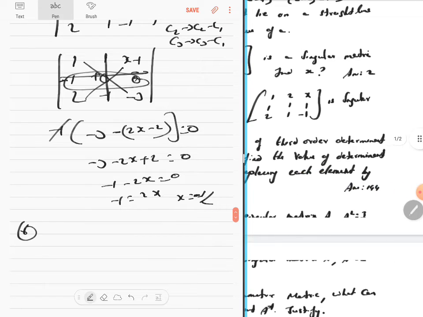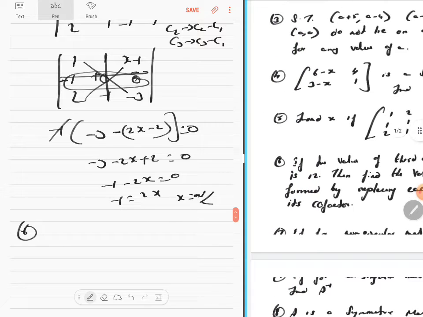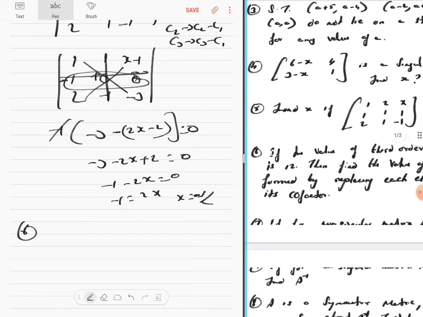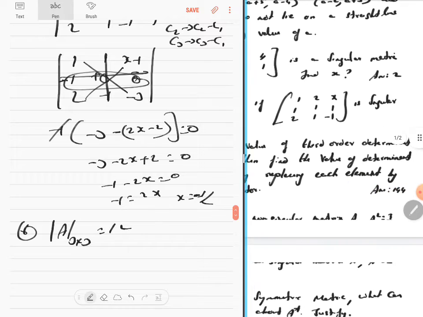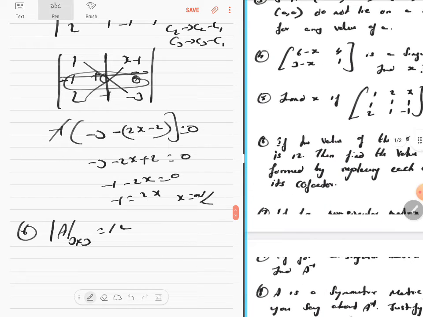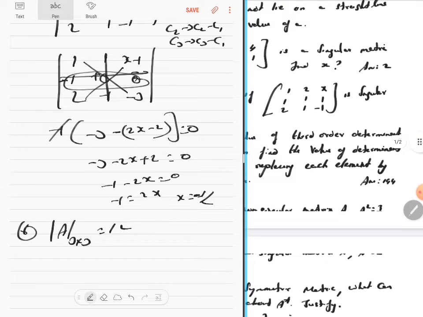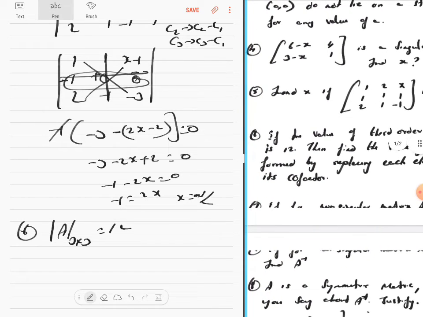If the value of the third order determinant is 12, so determinant of 3 by 3 matrices is 12. Find the value of the determinant formed by replacing each element by its cofactor.